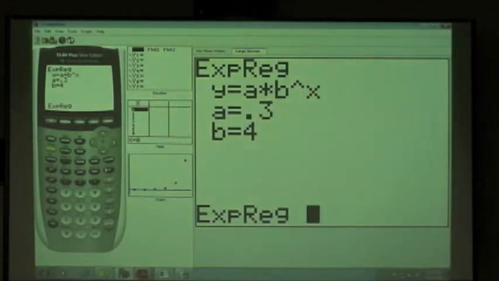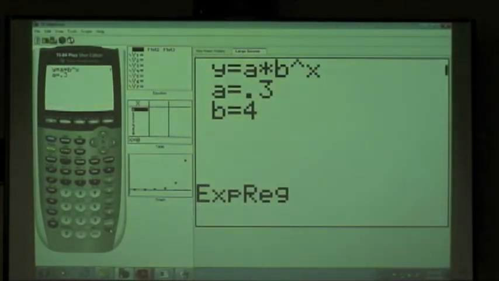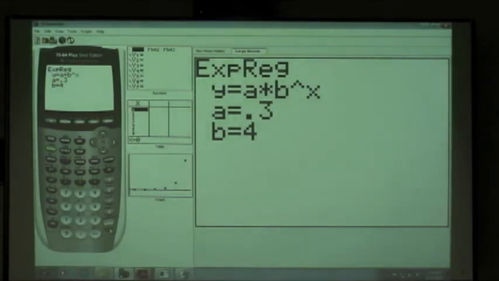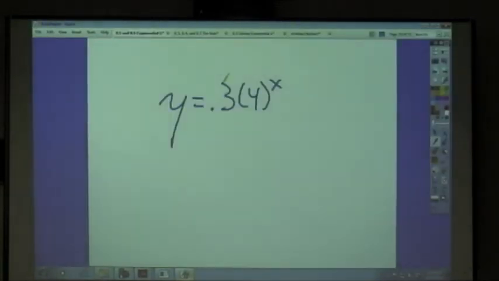Press enter once, gets you back to the normal screen. Press enter again, actually finds the A and the B to the X power. Make sure, though, that when you answer it on the test, that you actually write it out as 0.3 times 4 to the X power.